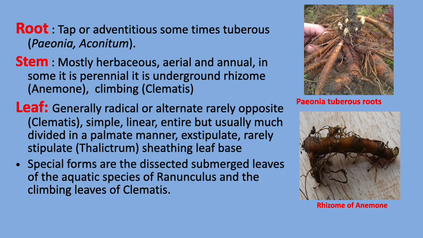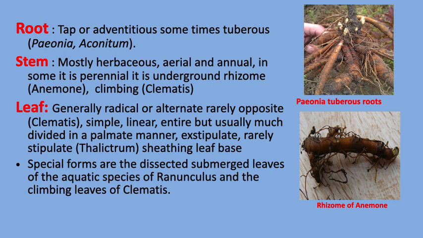Root is taproot or adventitious roots. Sometimes it is tuberous, for example, Paeonia or Aconitum. Stem is mostly herbaceous, aerial and annual. Sometimes it is perennial, if it is an underground rhizome like Anemone. The stem may be climbing as seen in Clematis.